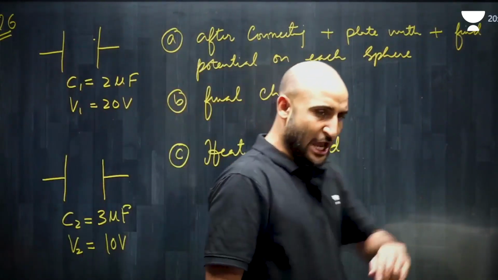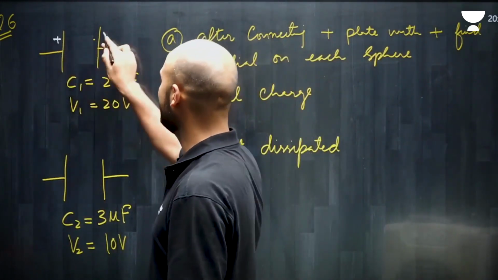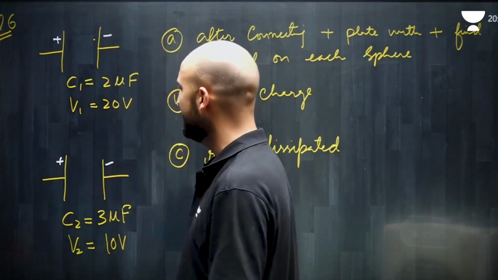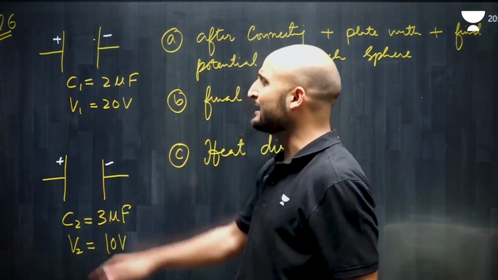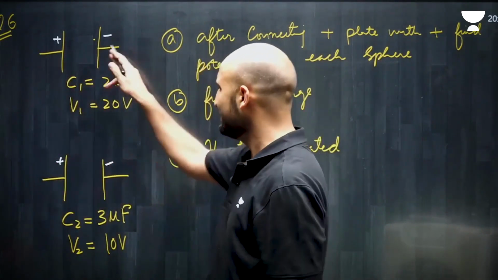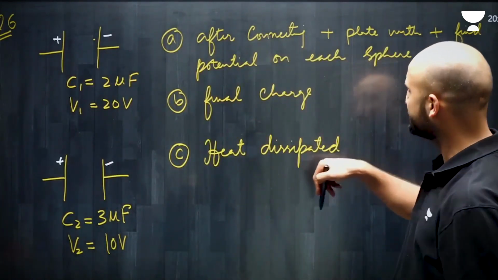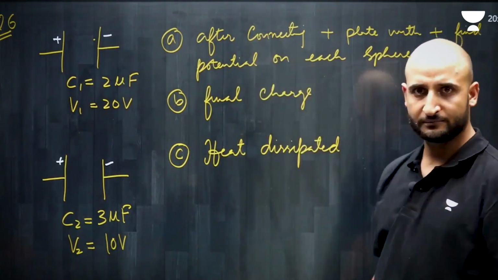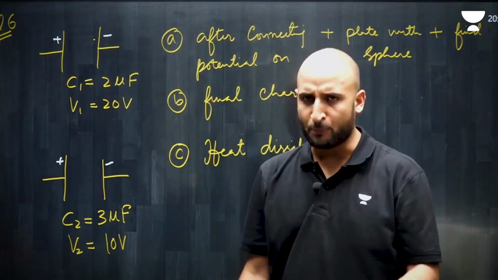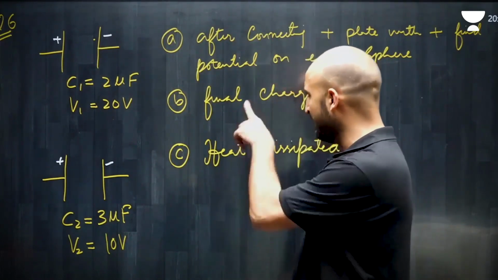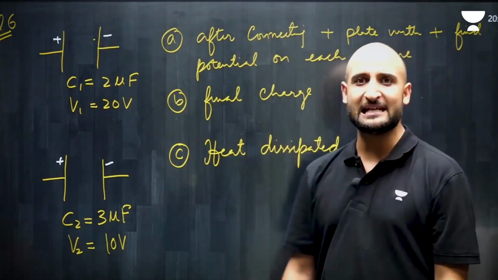Now check here. You have got two capacitors. Let's say this is positive plate, this is negative, this is positive, this is negative. Capacitance is given, potential is given, capacitance is given, potential is given. You are connecting them, positive with positive, negative with negative. And after connecting them, the question asks, what is the potential on each sphere? Which means that I am supposed to find the common potential. That's number one. Number two, final charge. And then last one, heat dissipated.